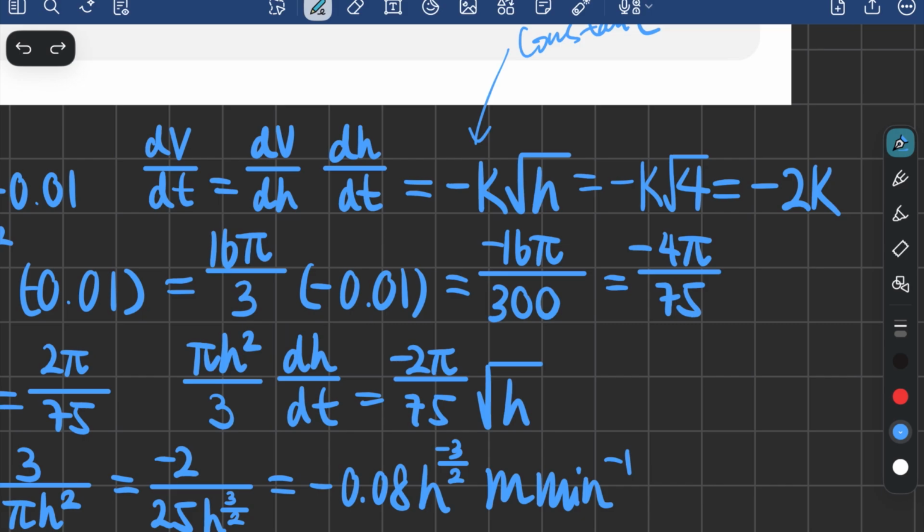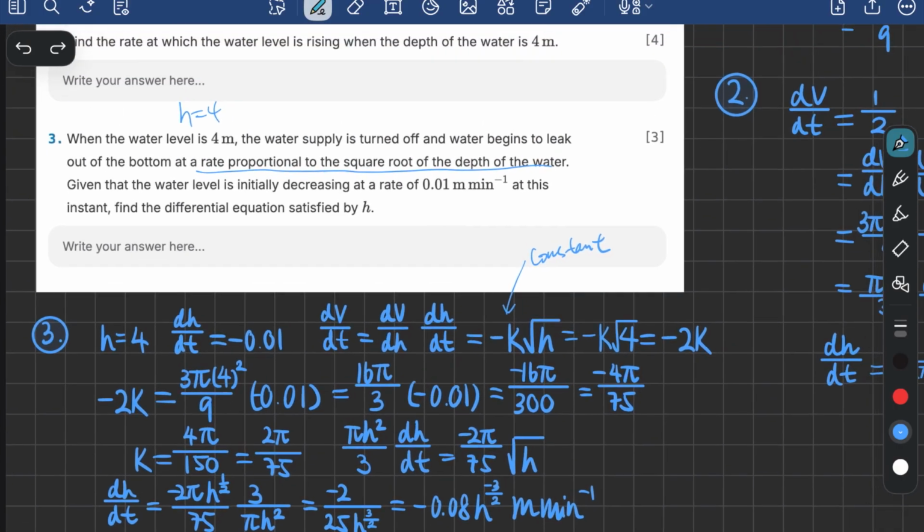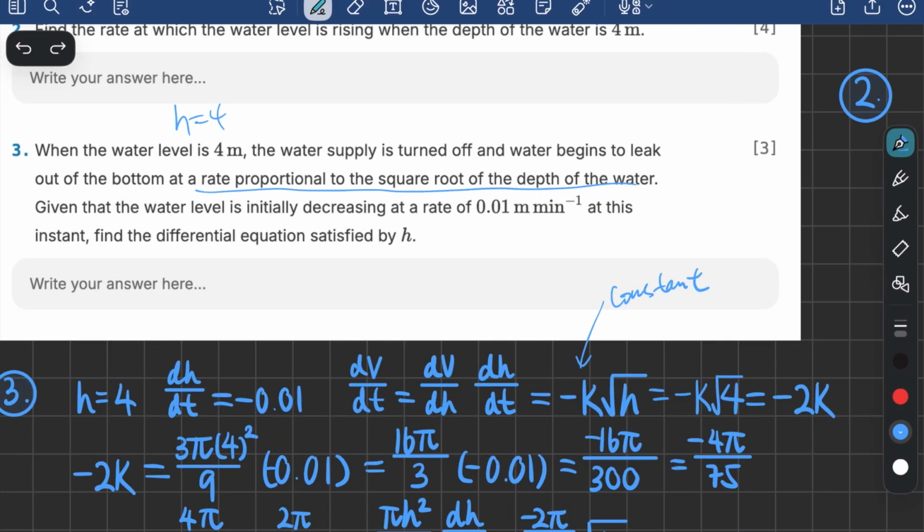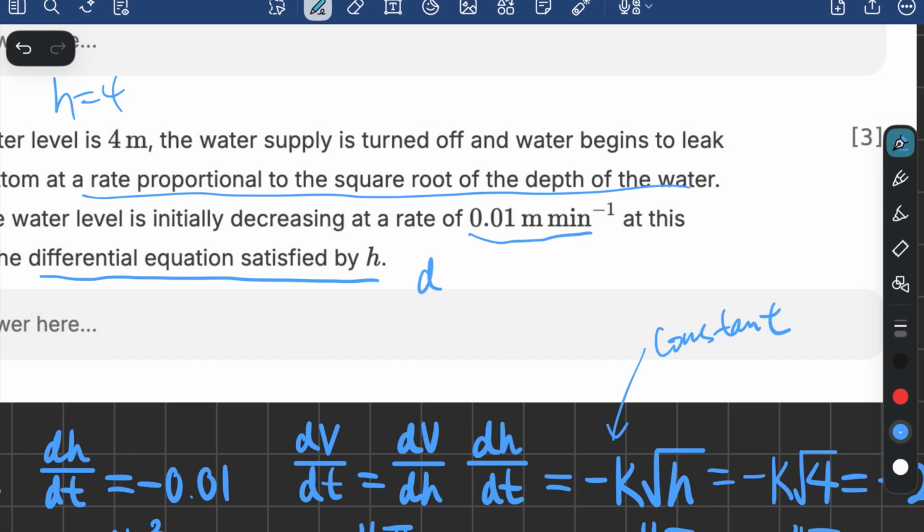And then now we just substitute negative k right here and leave h as it is. Why? That's because, since dh/dt is given as this, we want to find a differential equation satisfied by h. So that means we want this equal to something related to h, maybe to the power of something.